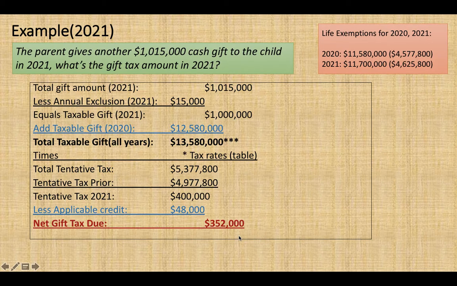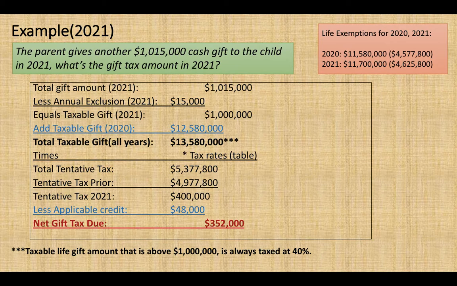So this is how the 2021 tax amount works. Again, this is your lifetime taxable amount. Anything above $1 million is taxed at 40%. So that's why a $1 million taxable gift is $400,000 tax. That's just something to always keep in mind.